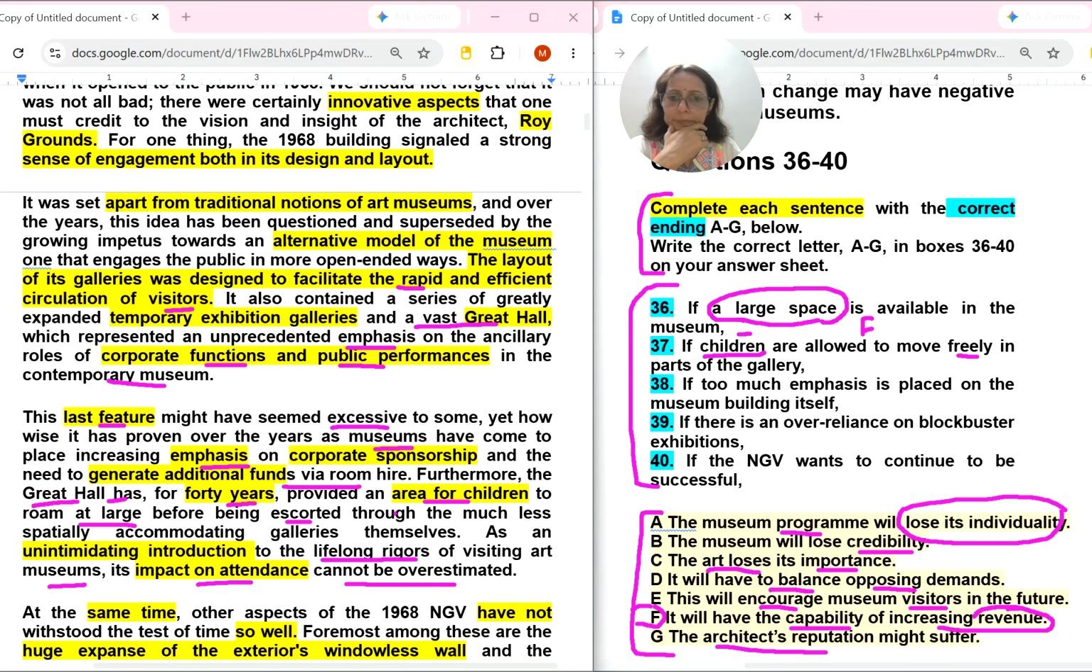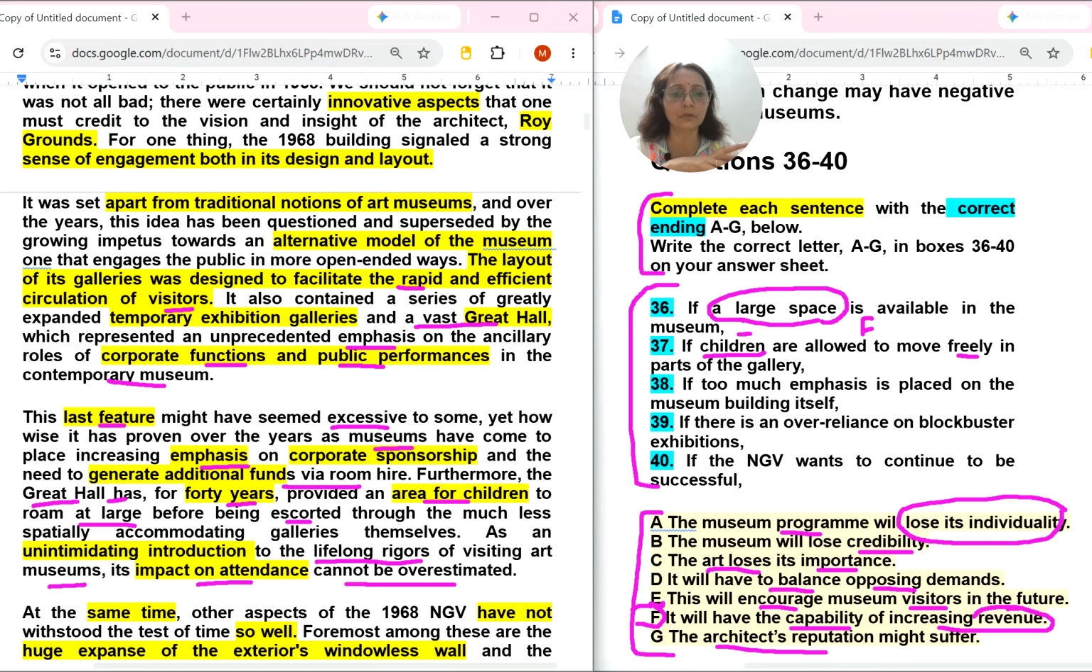So it means if you are providing a good place for children to play without taking too much space in the galleries themselves, as an introduction to the lifelong rigors of visiting art, lifelong means for the future. They were talking about how this will encourage museum visitors in the future. You can always google it after my video. What is lifelong rigors? Lifelong means forever, visiting art museums. It means this will encourage visitors in the future.